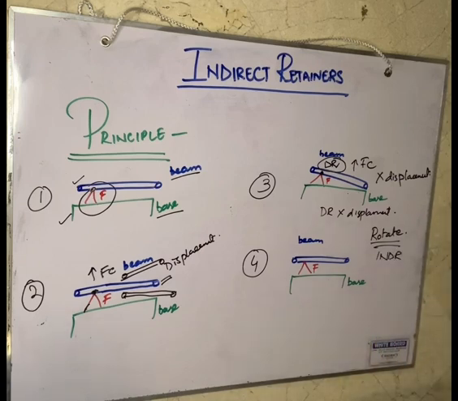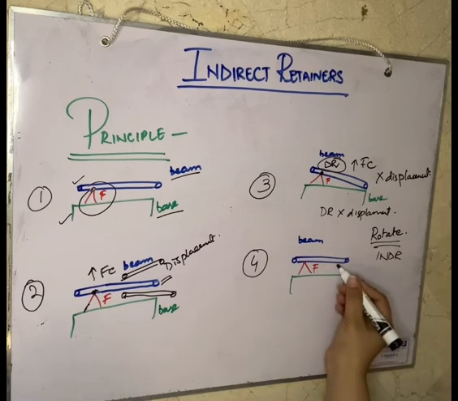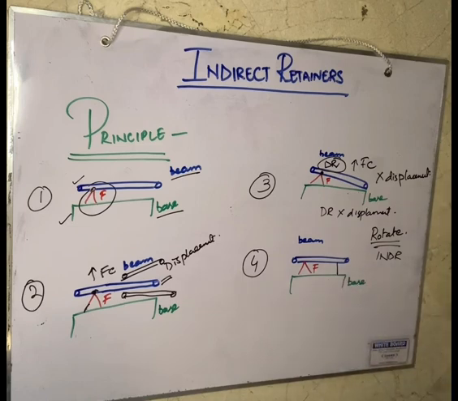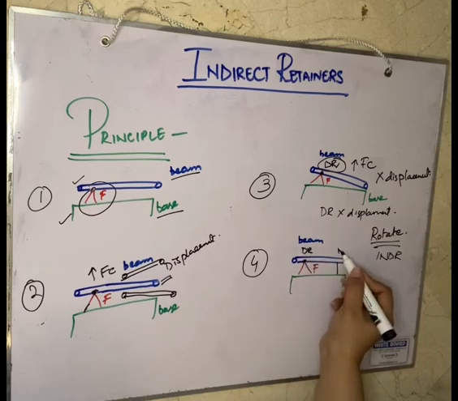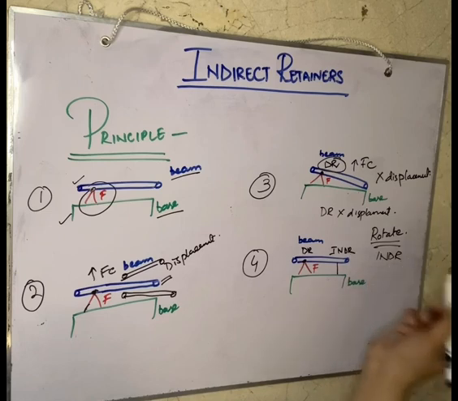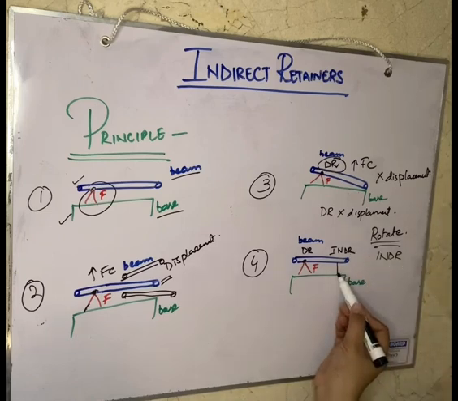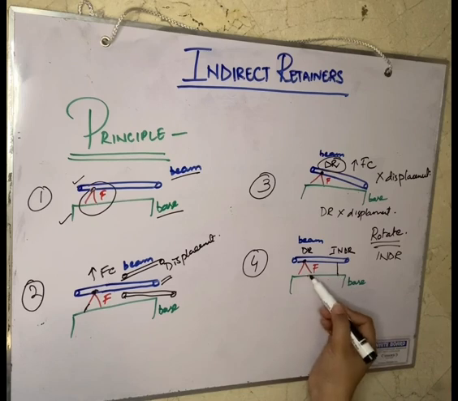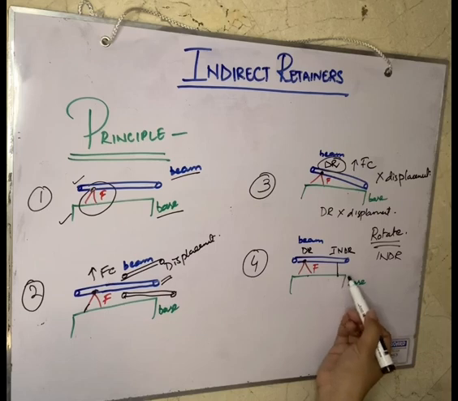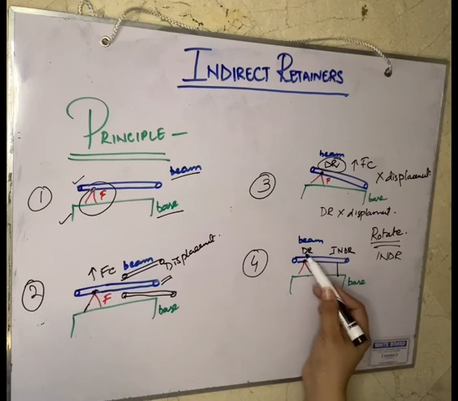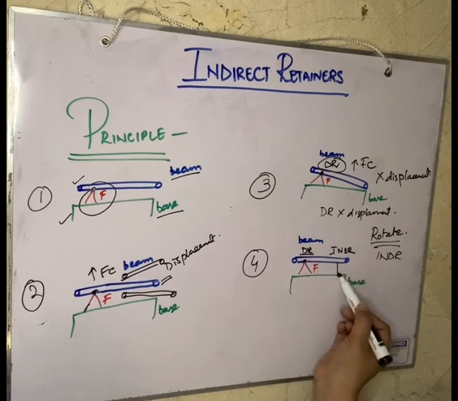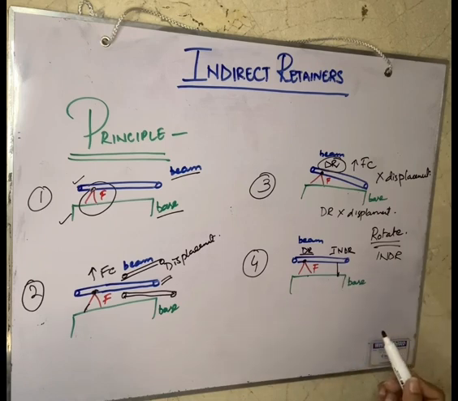And where will we place the indirect retainer? We will place the indirect retainer opposite to the fulcrum line so that it can act as a lever and enhance the direct retainer, right? So here the indirect retainer is kept opposite to the fulcrum line in order to prevent any rotational movement and enhance the direct retainer and act as a lever, right?